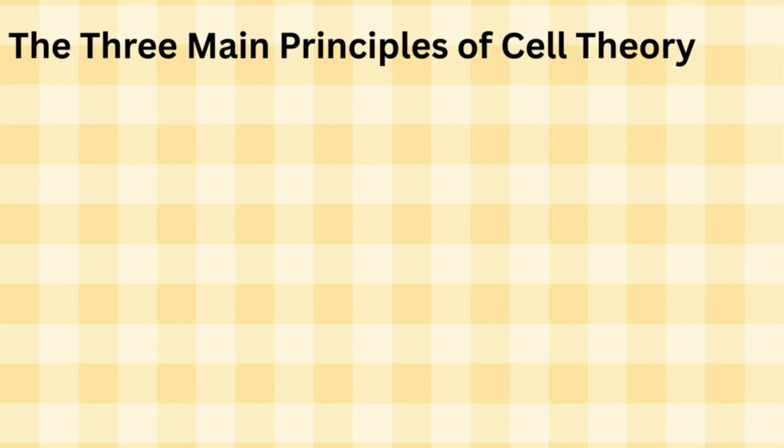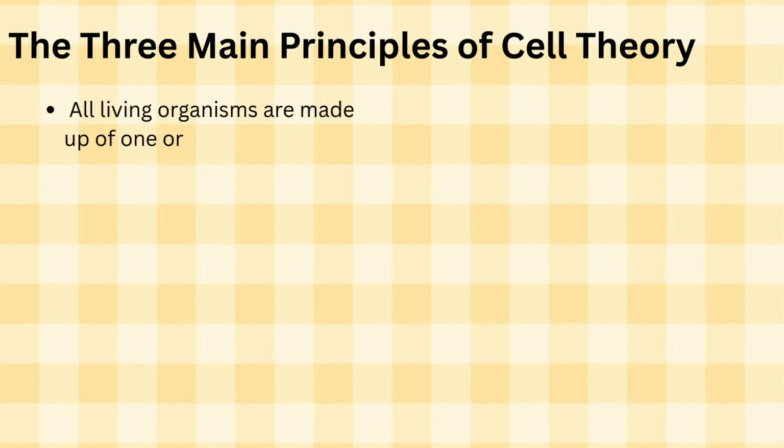Cell theory can be summarized into three fundamental statements. All living organisms are made up of one or more cells. Some organisms like bacteria consist of just a single cell.